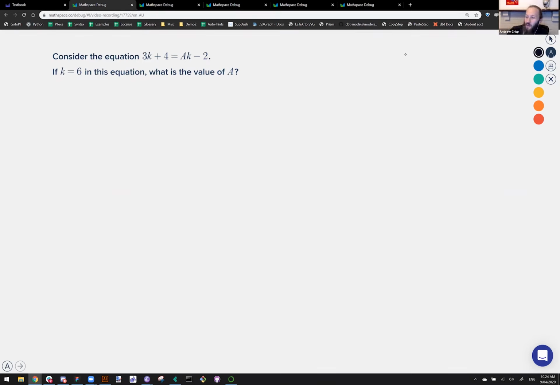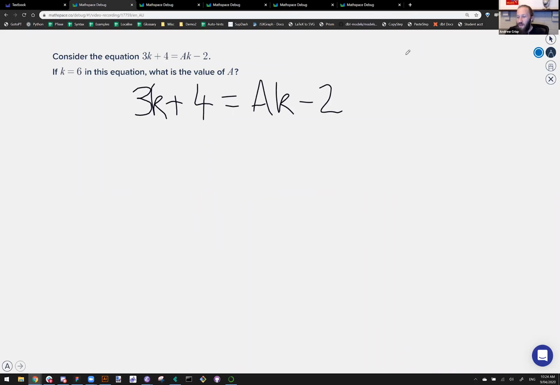So as I said before, it's always good to start by rewriting the equation that you're about to use. 3k + 4 = ak - 2. And k = 6 is going to be my substitution. So this time, whenever I see a k, I'm going to write a 6. All right, so I'll rewrite it.